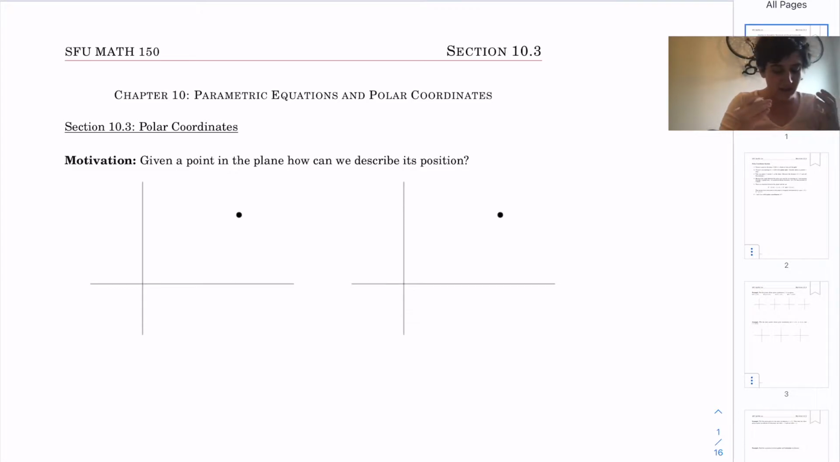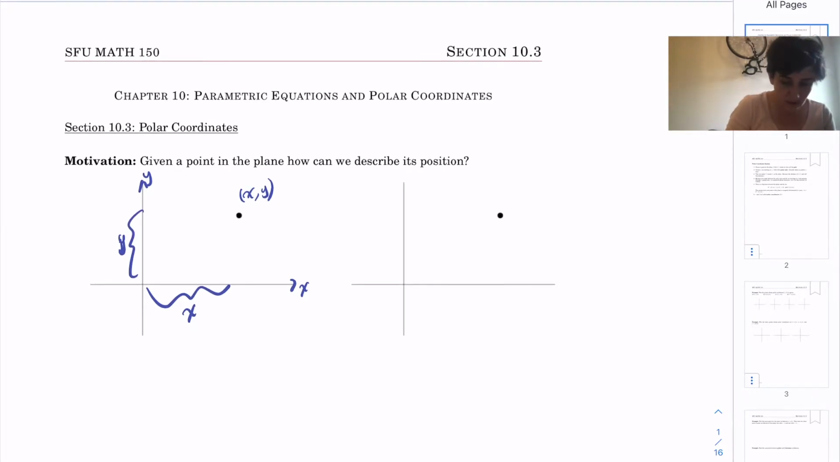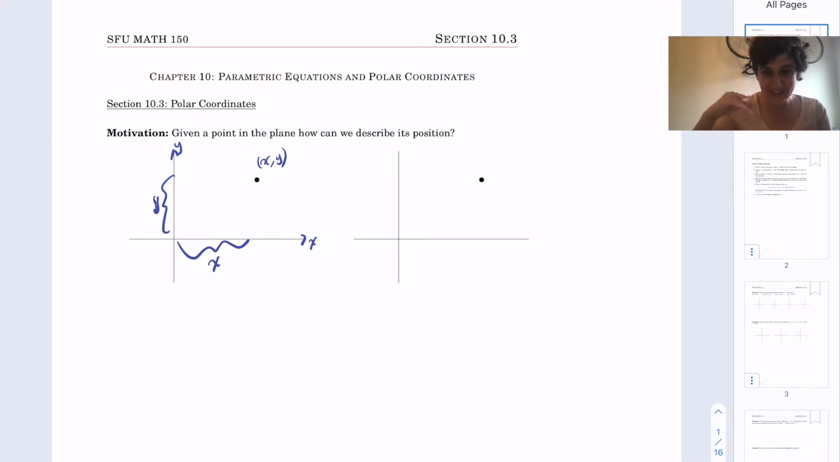Okay? So, what am I talking about? Here's our motivation. Given a point in the plane, how do we describe its position? Traditionally, you would have said, well, this has coordinates x, y, with x being the horizontal distance away from the vertical axis, which is y. All right, going to label our x-axis. And then y is our vertical distance away from the coordinate axis.